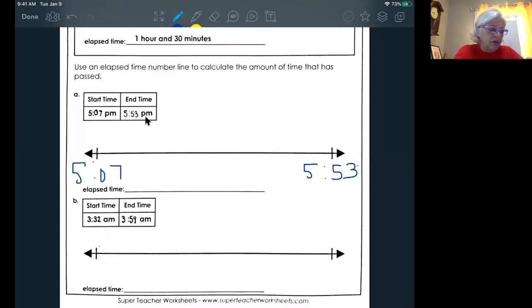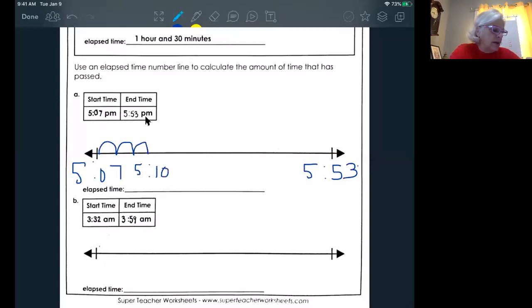So we're at 5:07. So think about it. How many more minutes? The closest, we can't get to 5, we're going to get to 10. So how do we get from 5:07 to 5:10? Well, the first thing that we're going to do is we're going to start at 5:07 and we're going to count to 5:10. So 5:08, 5:09, 5:10 is going to be right here.